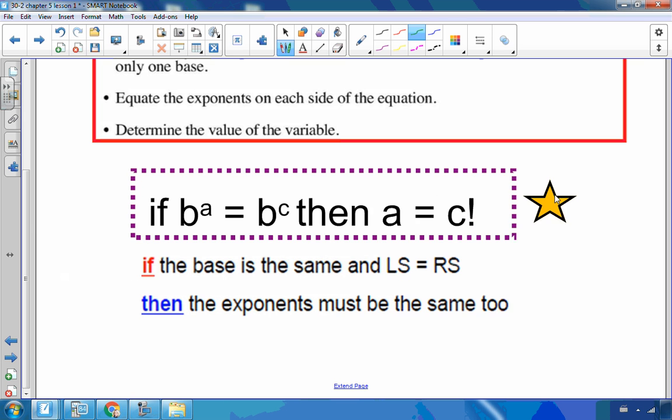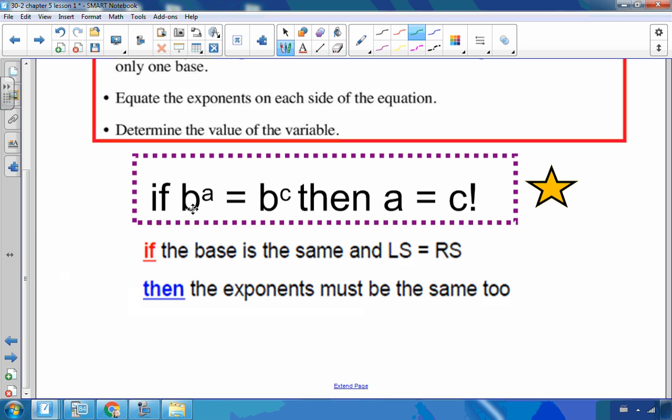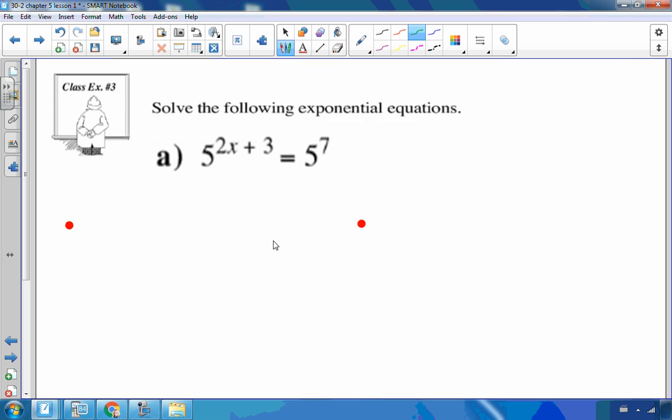So basically what it's saying is that if you have b to the exponent of a the same as b to the exponent of c, see, they're the same base here, then a must equal c. So if the base is the same and the left side equals the right side, then the exponents must be the same as well. So let's try this one.